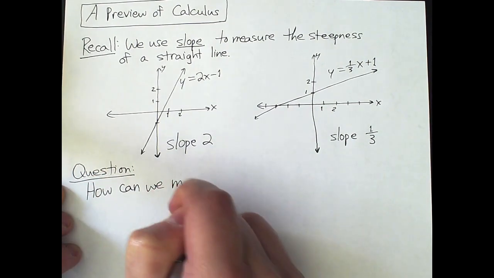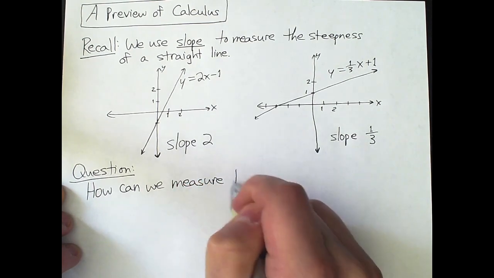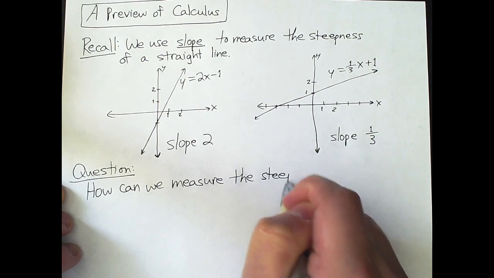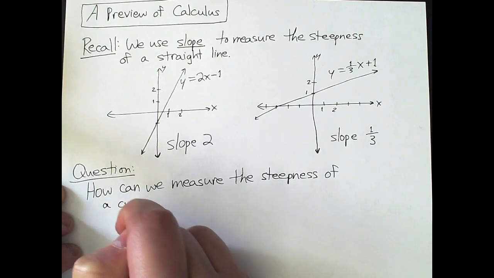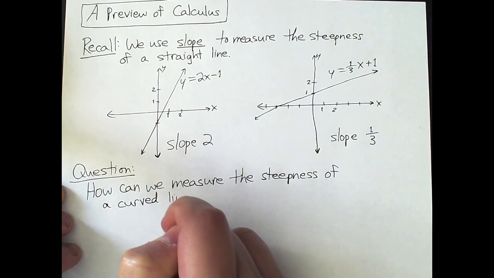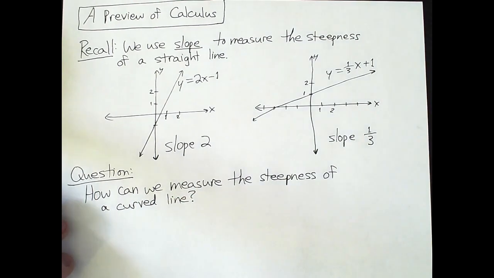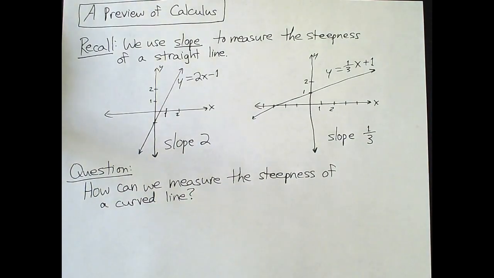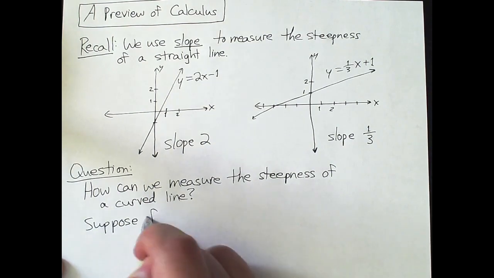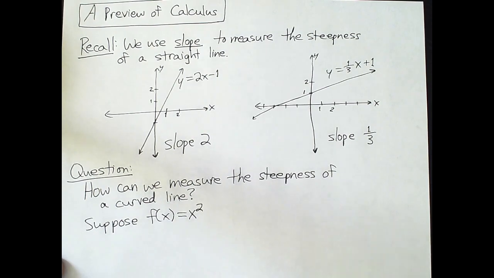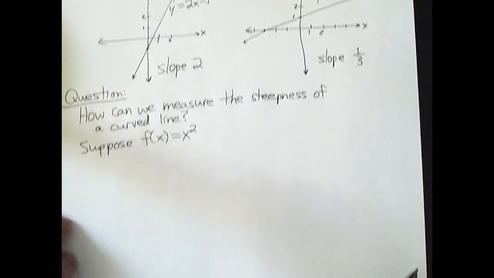How can we measure the steepness of a curved line? Yeah, the steepness of a curved line. We can't really do the same thing as slope, right? We need something similar to slope. So suppose we're looking at the graph of f of x equals x squared. We'll just use that as our example today because it's a simple function, but it's actually a really good function for this type of example.